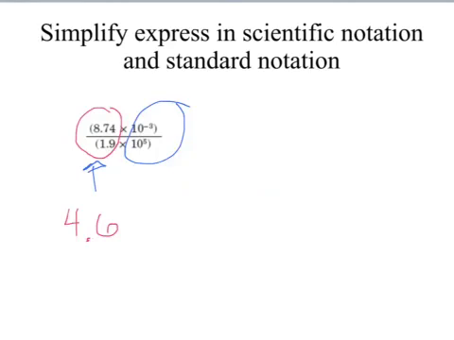So then the tens are a little bit trickier. We've got 10 to the negative 3 and 10 to the 5. And I can remember that I can subtract exponents. So negative 3 minus 5 means it's going to result in 10 to the negative 8.